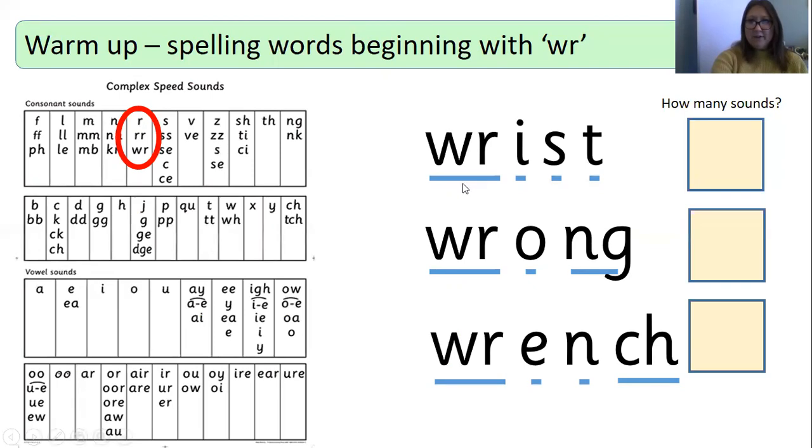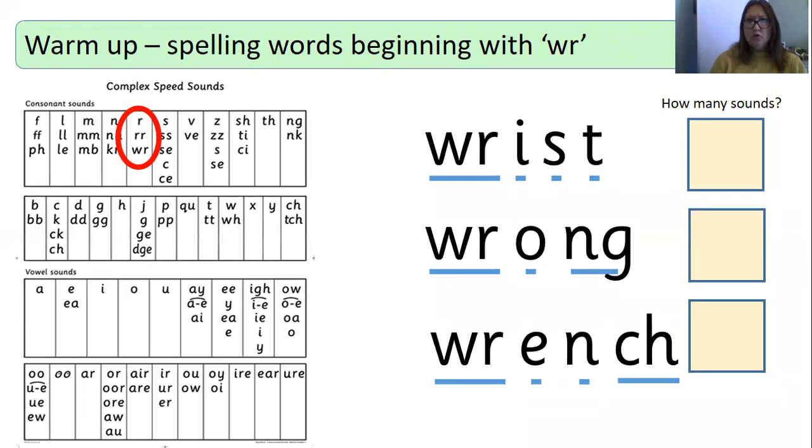Let's sound it out. R-I-S-T. Wrist. This is our wrist. How many sounds are there? R-I-S-T. 4 sounds. Can you see that the special friends have lines, the single letters have dots? Well done. Let's see how many sounds are in the next word.